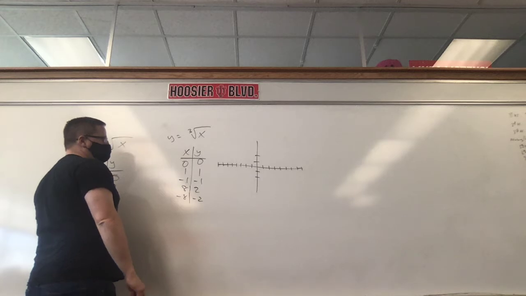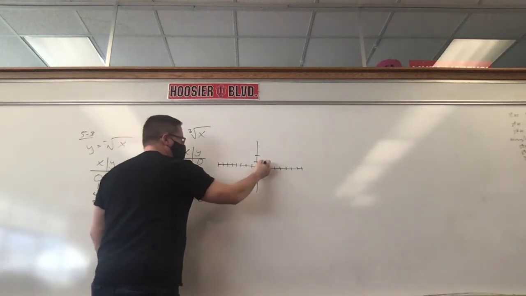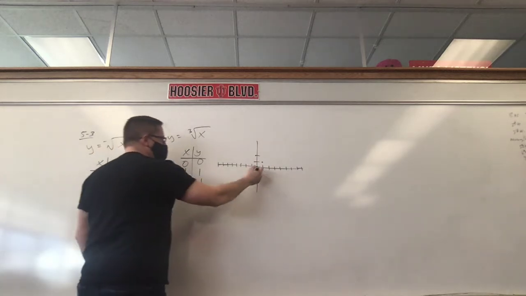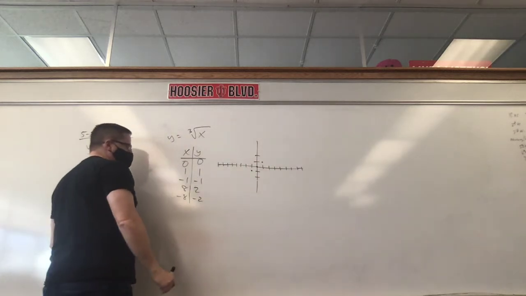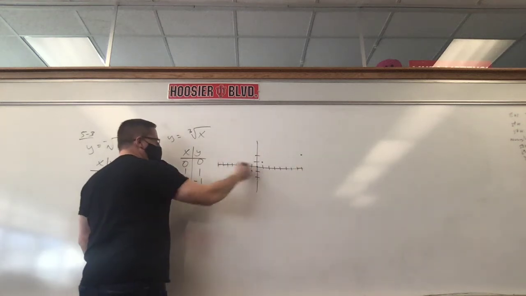Okay, so 0, 0 is right in the middle. 1, 1 is right 1, up 1. Negative 1 is left 1, down 1. 8, 2 is right 8, up 2. Negative 8, negative 2 is back 8, down 2.